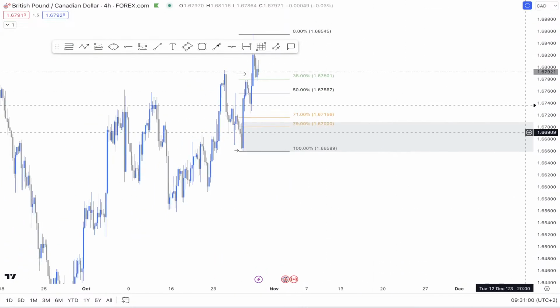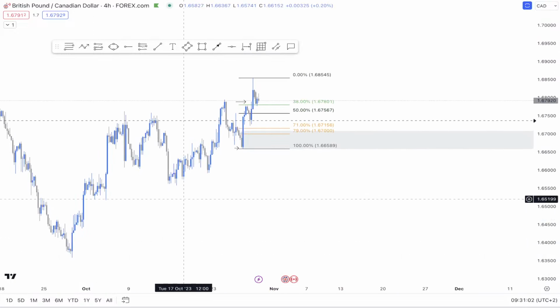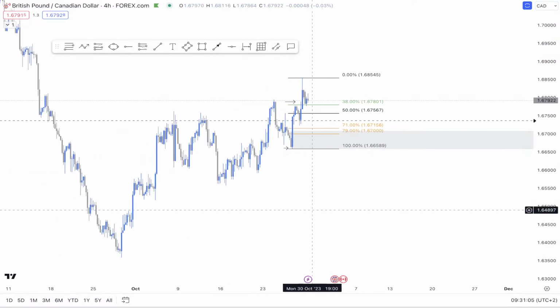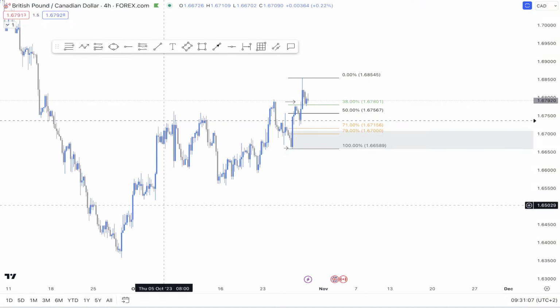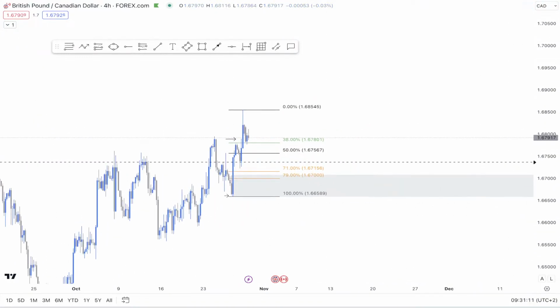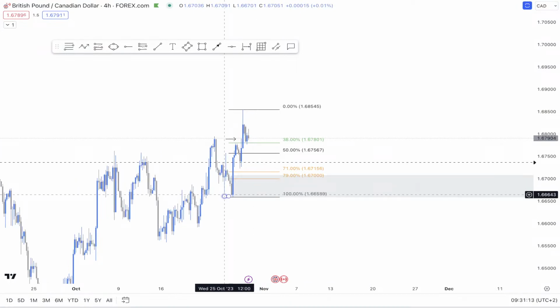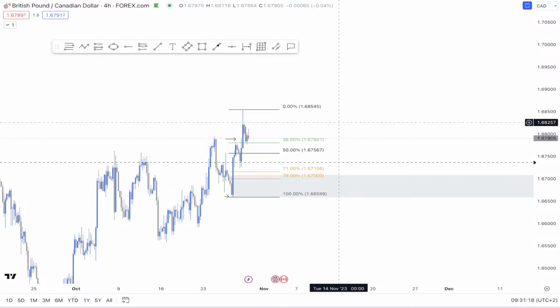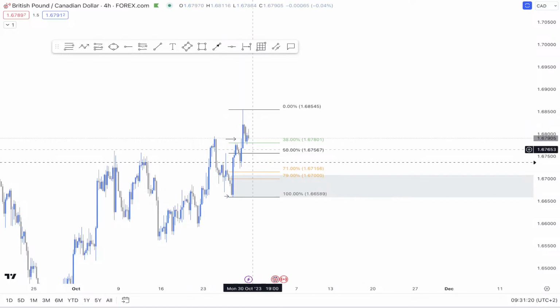Again, on this pair, we have a pretty good bullish momentum overall. We can see that we were trending towards the upside for almost 1 month. Here we have a pretty textbook liquidity sweep followed by a pretty aggressive break of structure to the upside. We broke structure here and also here.